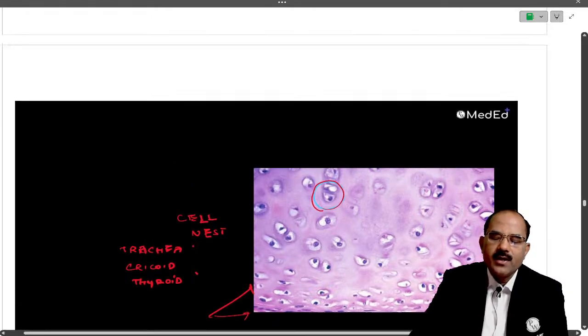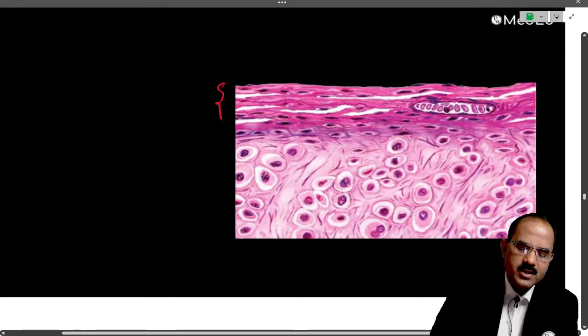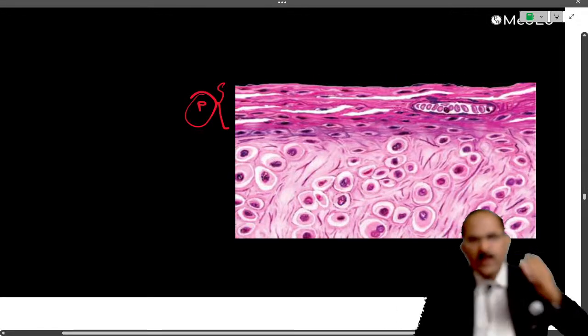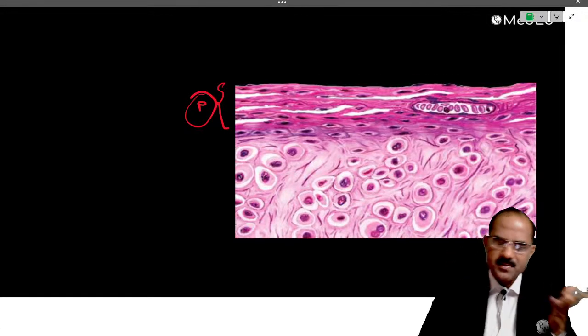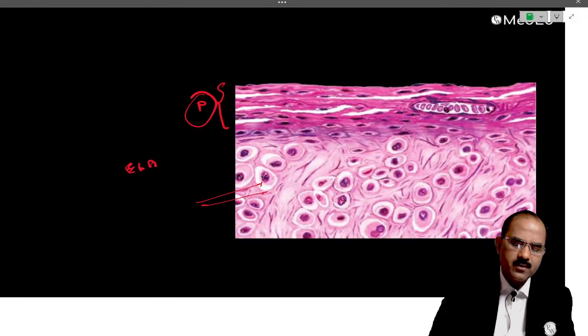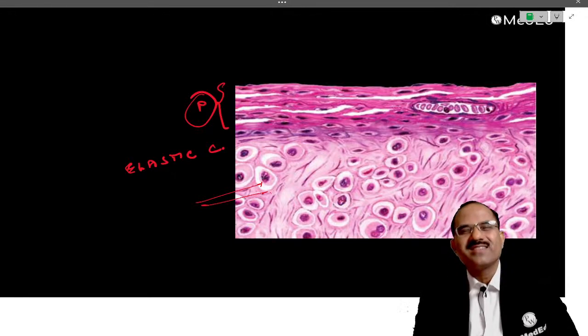Perfect, perfect. Now, what is this cartilage? Look, bacha, what is this cartilage? Perichondrium is present. Yes. I find the largest size of chondrocytes. The largest size of chondrocytes. And this is going to be the elastic cartilage. And how do I know this is elastic cartilage?